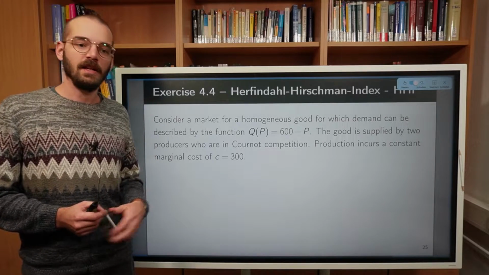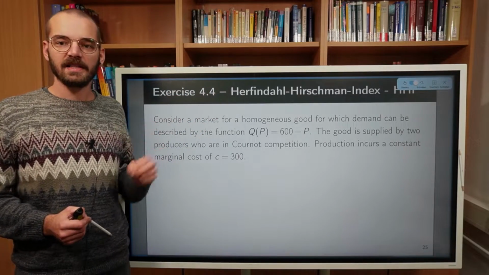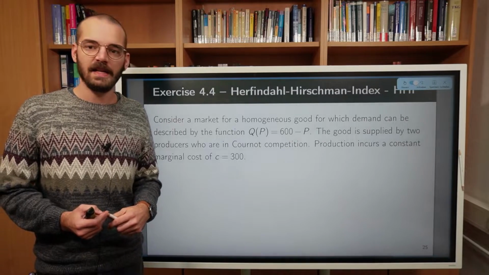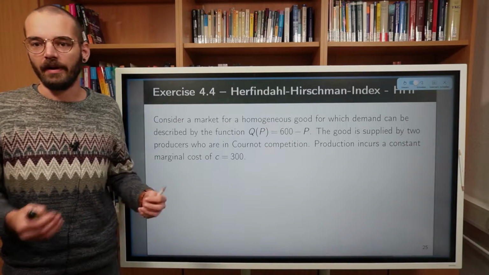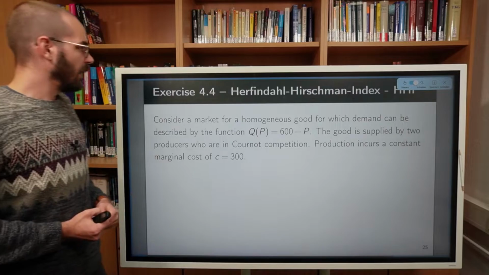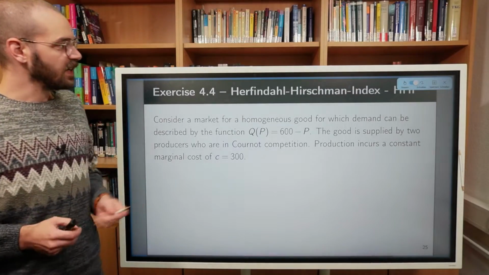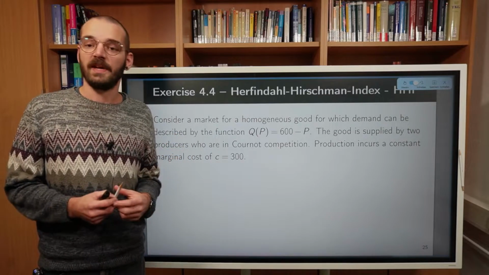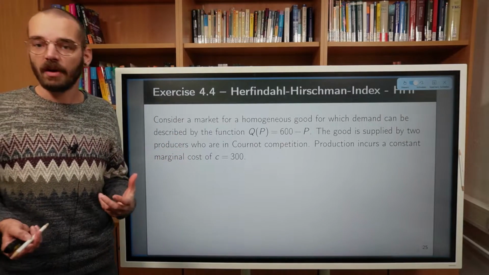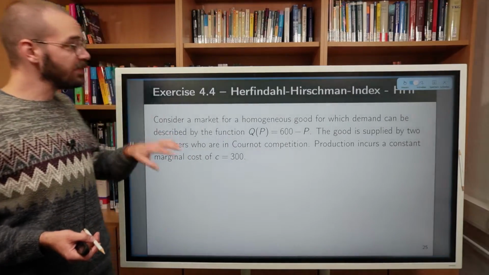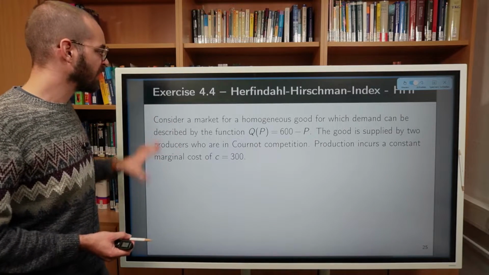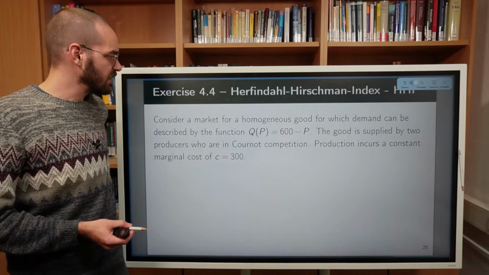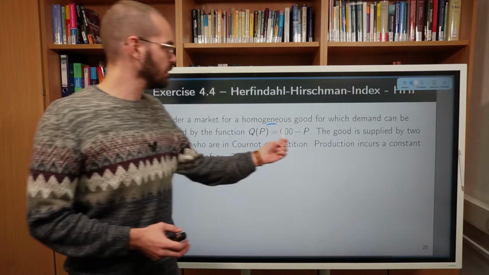So it is supposed to help us understand whether or not a market is concentrated. We want to discuss the HHI, how to calculate it, what it measures, and its pros and cons, basically based on this exercise. In this exercise, we are asked to consider a market for a homogeneous good.